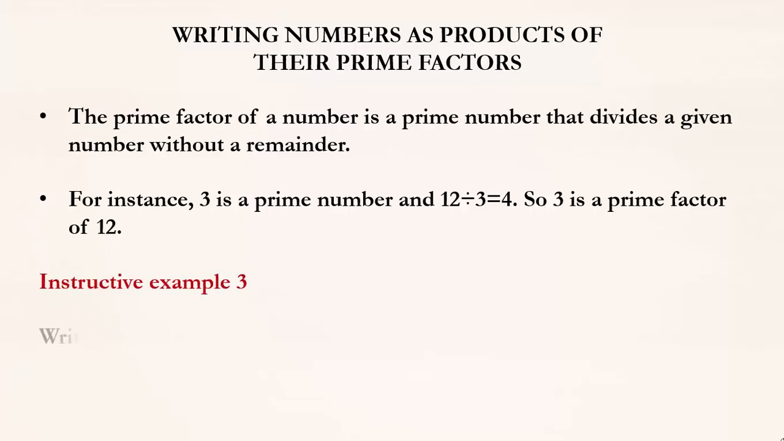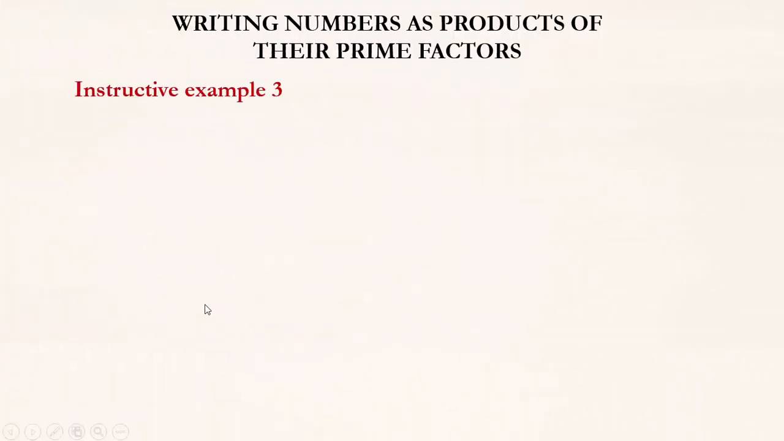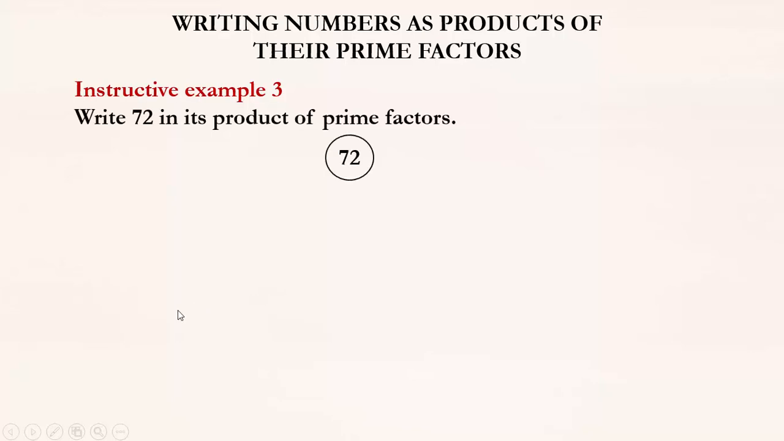Instructive example 3. Write 72 in its product of prime factors. Now, answering the question, we can use the factor tree to compute that. Now we ask ourselves, which prime number can we use to divide 72? Or the least prime number we can use to divide 72? And the answer is simply 2. So now, we ask ourselves again, 2 times what will give us 72? And that's going to be 2 times 36.